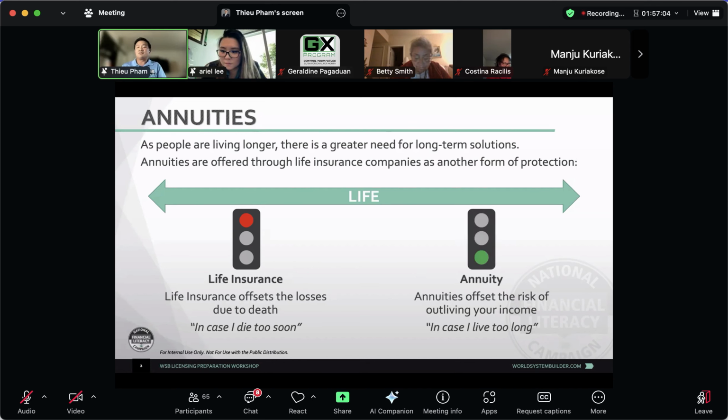Originally, it was sold so that in case you live too long, you have enough income for the rest of your life. The idea is that it helps you offset the risk of outliving your income, so it's the reverse effect of life insurance. Insurance companies are good at risk management. You buy life insurance to protect against the risk of dying too soon, and you buy an annuity to protect against the risk of living too long, so that you never run out of money.